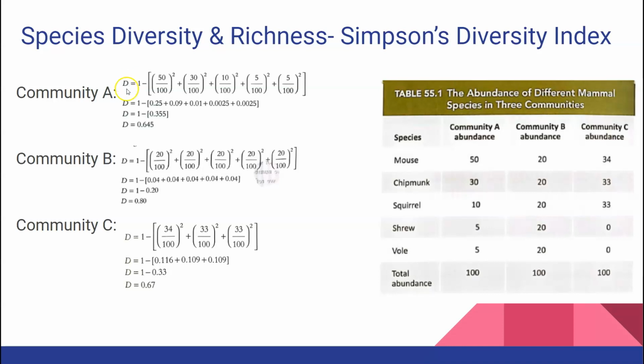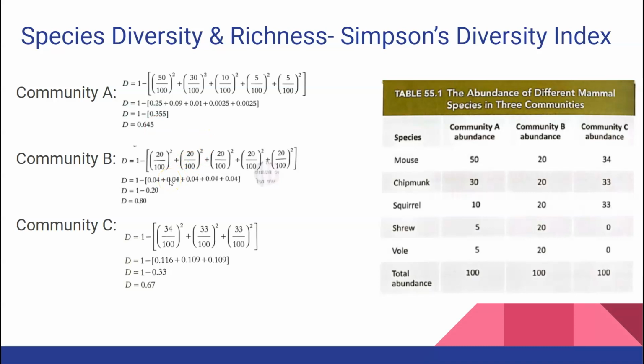Here we have the diversity index equals 1 minus, so for community A, 50 over 100, then chipmunk, 30 over 100, squirrel is 10 over 100, shrew is 5, vole is 5. Each of these is squared, and you add those numbers all together, and it's 1 minus that number. So community A is 0.645.